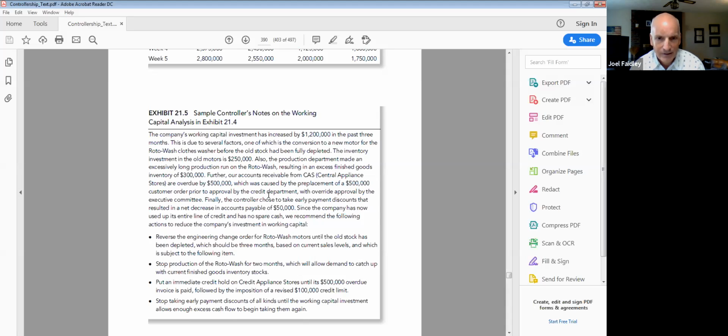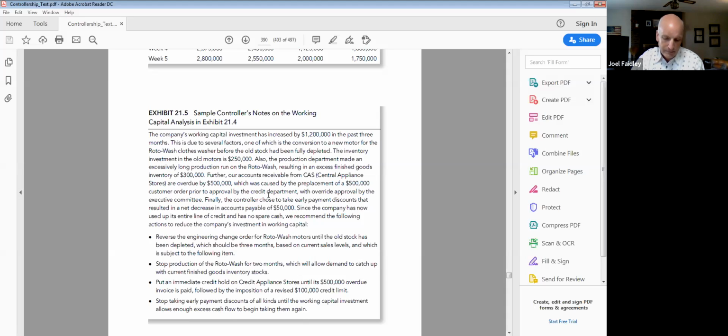Interesting stuff, but look at what the recommendations are. Stop production for 2 months, reverse the ECO, put an immediate credit hold on credit appliance stores until that 500,000 overdue amount is paid. Stop taking early payment discounts of all kinds so the working capital investment allows enough excess cash flow to be taken in again. That's a good little exercise. I would encourage you to read that, 21.5.